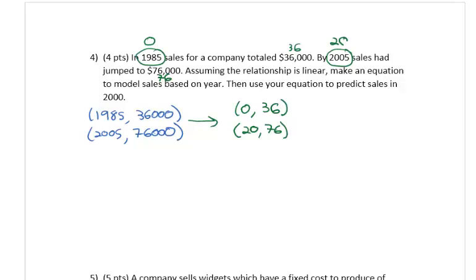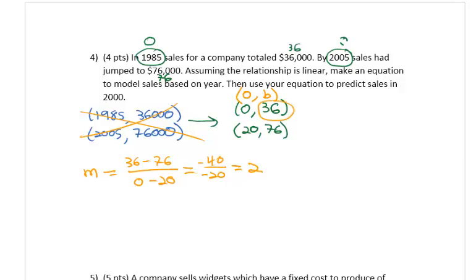These numbers are going to be easier to work with as we make our equation. First, the slope, not using the big numbers, is 36 minus 76 over 0 minus 20. That's going to give us negative 40 over negative 20, which reduces to 2. Another nice thing is we already know the y-intercept, because the y-intercept is always 0, b. And since we have a 0 for our first point, 36 must be the y-intercept. So my equation now is y equals 2x plus 36.